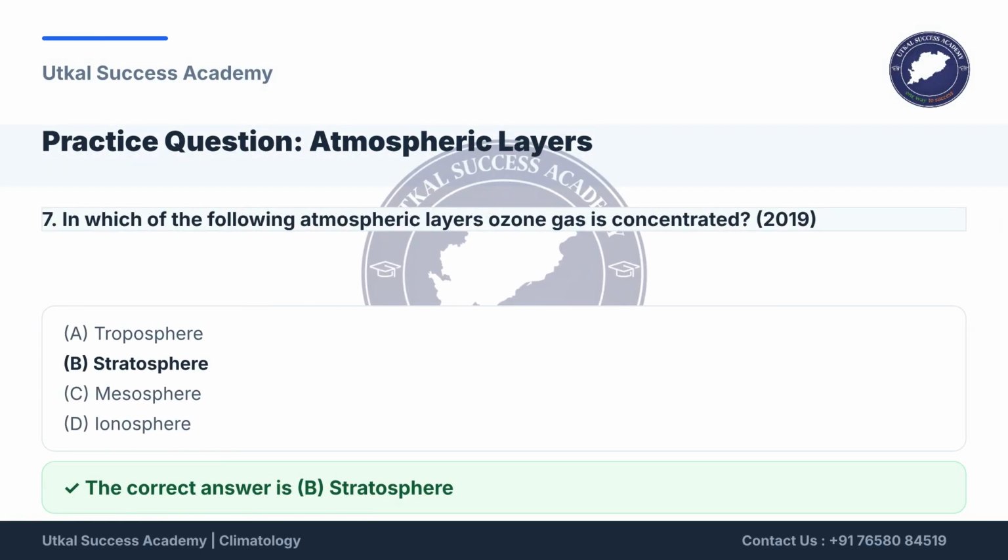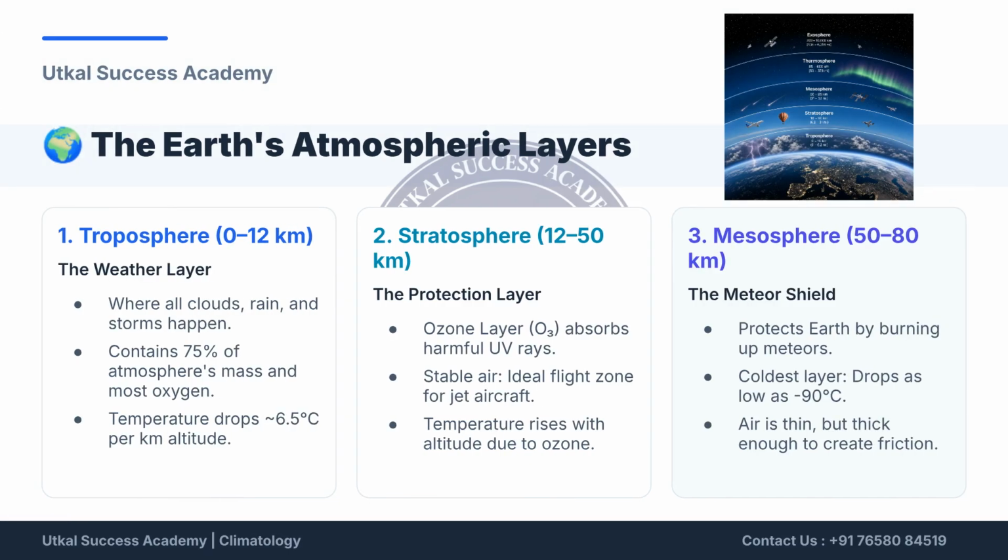Moving to atmospheric layers, a 2019 question asks where ozone gas is concentrated. The correct answer is B, the stratosphere. The lowest layer is the troposphere, the weather layer, where temperature drops with altitude. Above it is the stratosphere, the protection layer, home to the ozone layer, where temperature rises due to UV absorption.